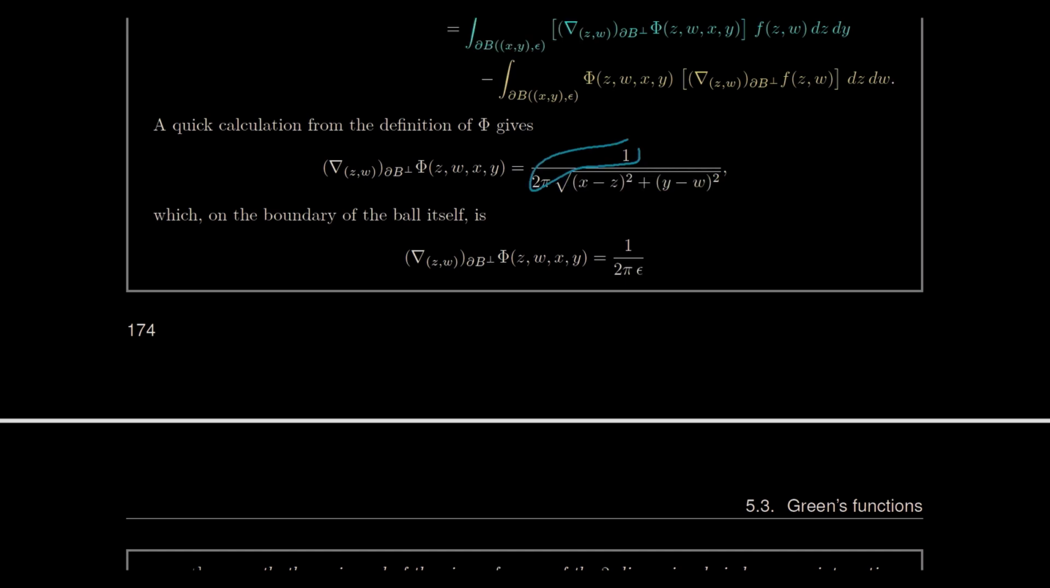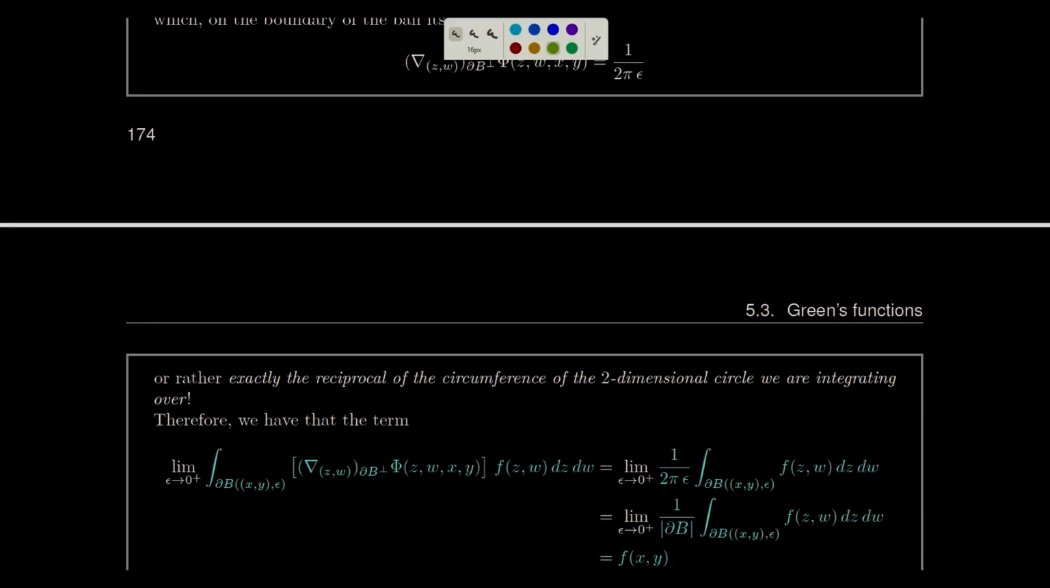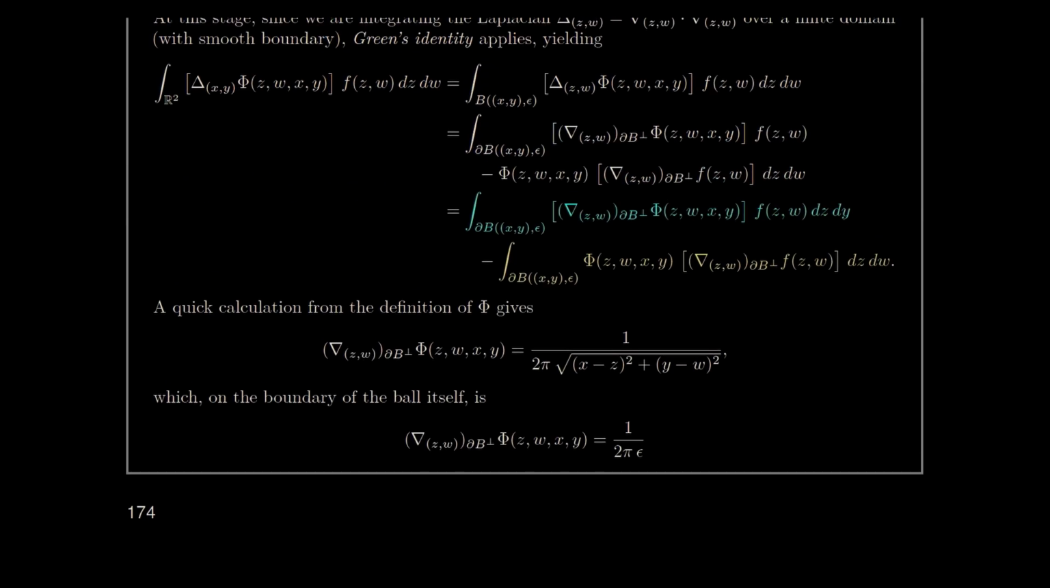And then the 1 over 2 pi, what we get here is 1 over 2 pi epsilon. What do you know? That's exactly the reciprocal of the circumference of the 2-dimensional circle we're integrating over. So in fact, this entire term becomes the average value over the ball.